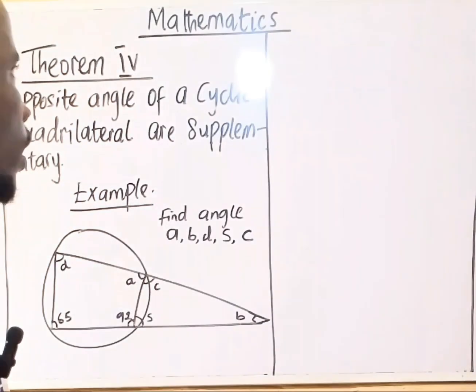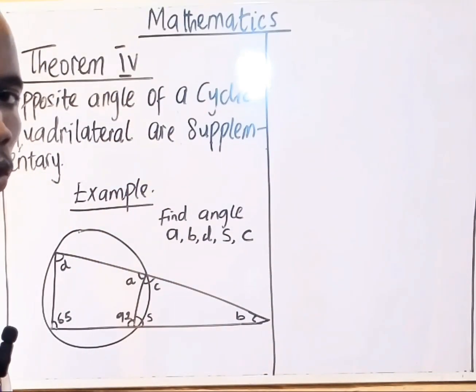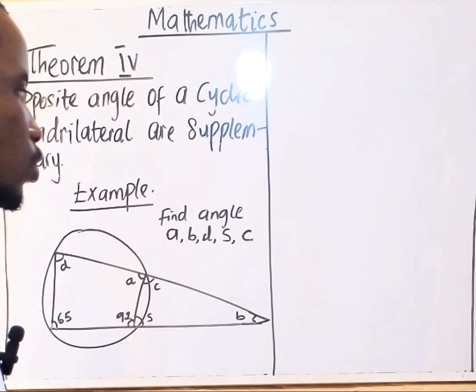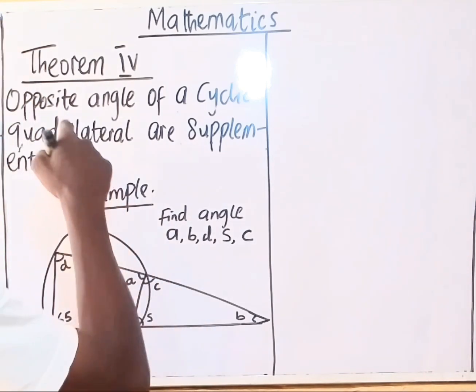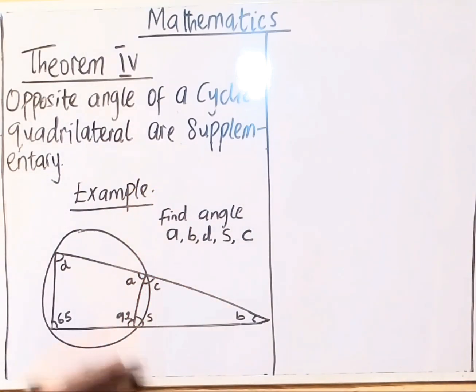Look at this cycle, theorem 4. We treated theorem 1, theorem 2, theorem 3, and this is theorem 4. So theorem 4 says what? Opposite angles of a cyclic quadrilateral are supplementary.